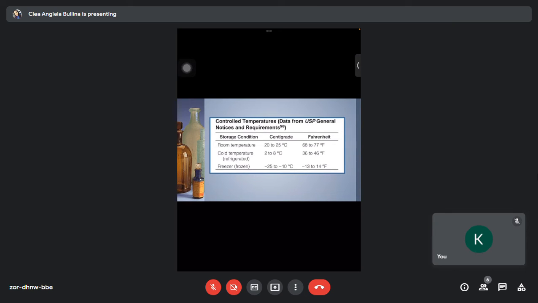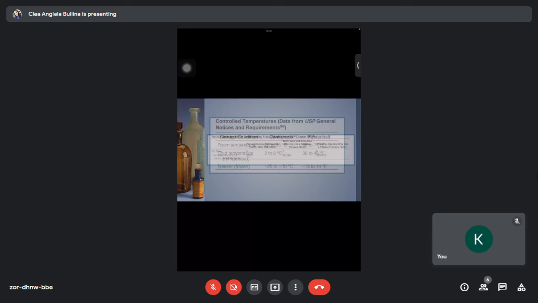Okay, so ito na yung again, ito yung range ng ating mga temperatures according to USP. So we have room temperature, we have cold temperature or the refrigerated temperature, and we have frozen temperature or yung nasa freezer. Okay?